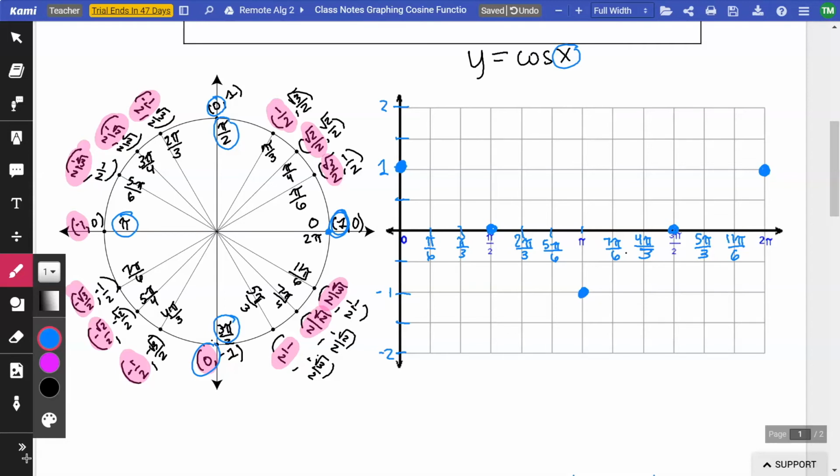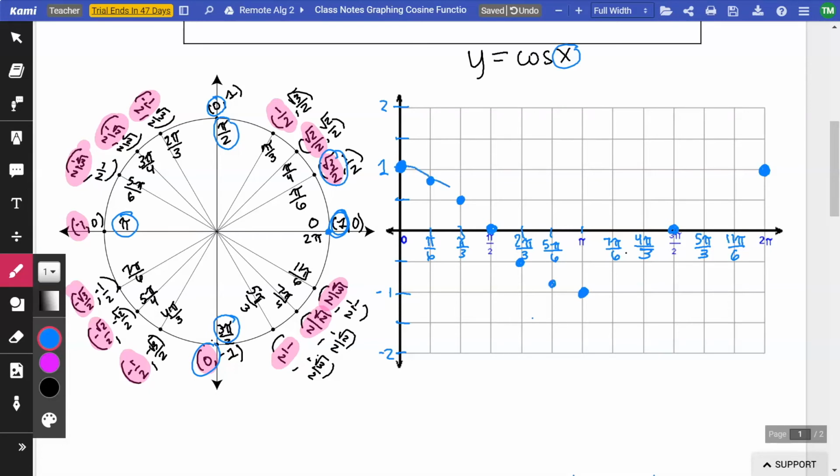So cosine of pi over 6 is the same thing as root 3 over 2. So I'm going to plug in the square root of 3 and divide it by 2, and I get 0.866. So 0.866 is probably up here. Pi over 3 is 1/2, easy enough. 2 pi over 3 is negative 1/2. 5 pi over 6 is negative root 3 over 2, which would just be negative 0.8.